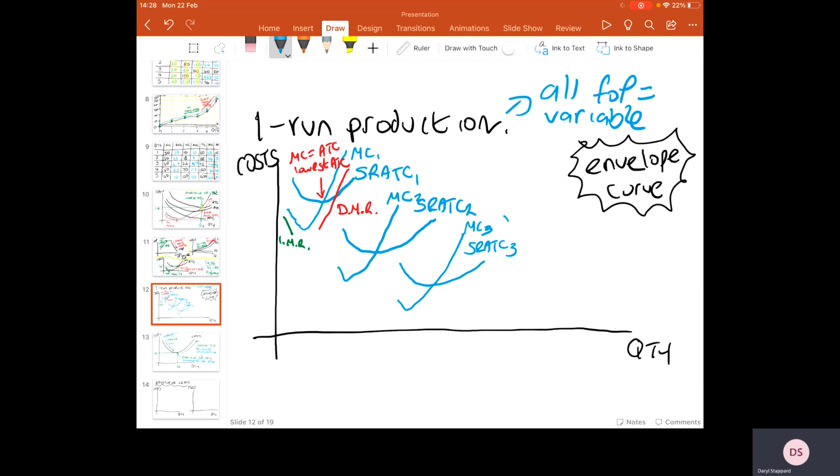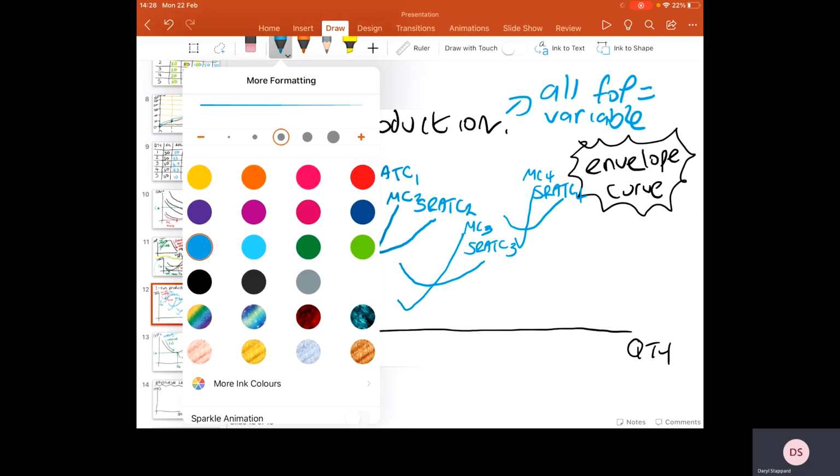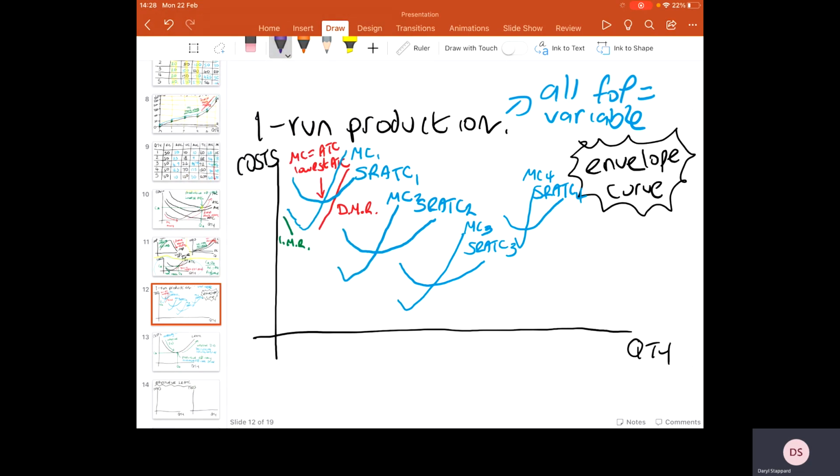As they scale up production again, we may now see short run average total costs start to move in the other direction. So we've got all of these different short-run average total cost curves. Now, if I want to plot the long-run average total cost curve, all I do, I take the gradients of all of these short-run average total cost curves. And what this purple line is now showing is the long-run average total cost curve.